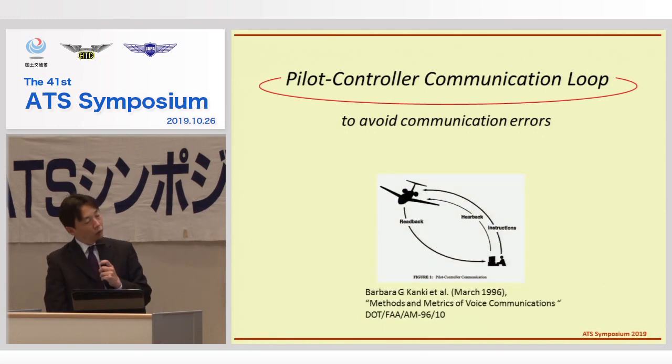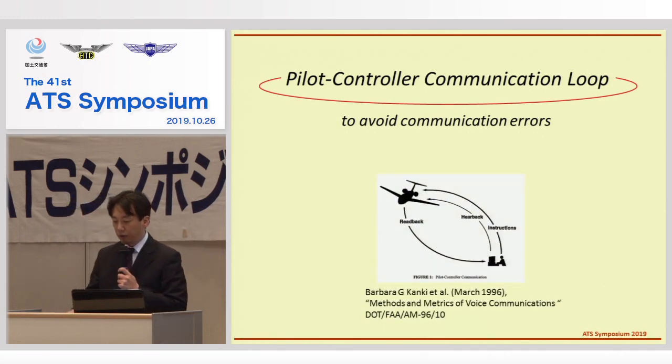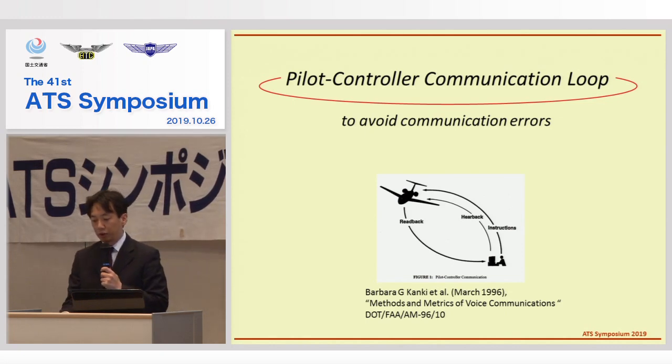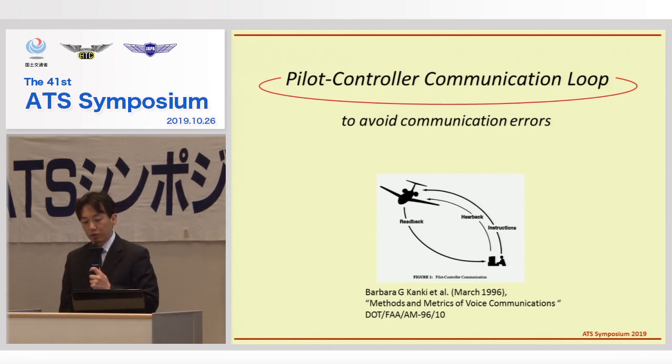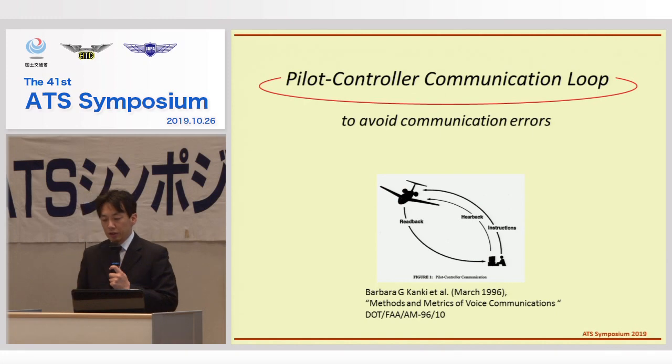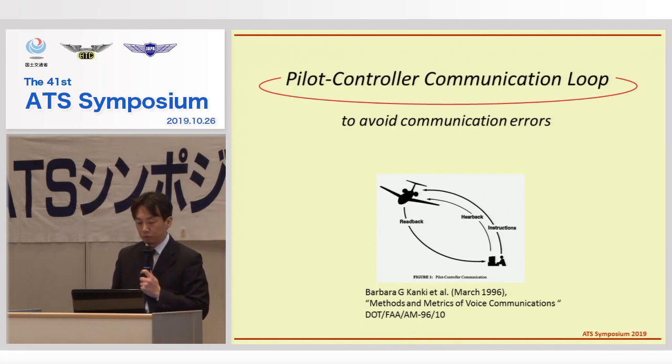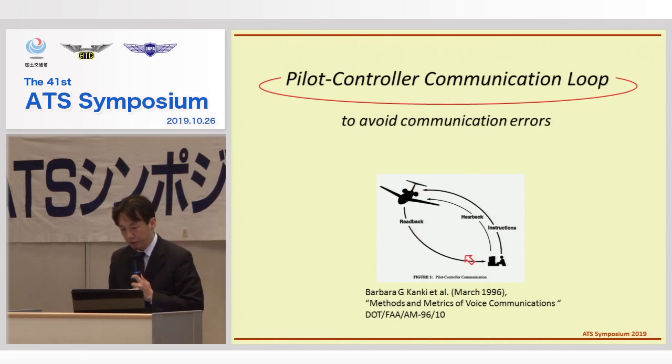This is the oldest diagram of the communication loop I could find, which was in a document published in 1996 in the United States. The basic concept is: the controller sends an instruction, the pilot reads back, then the controller hears back.